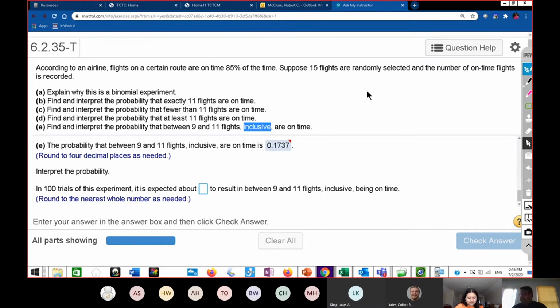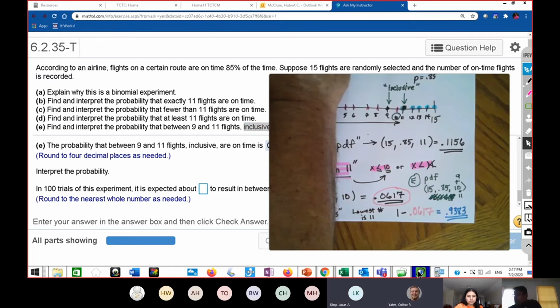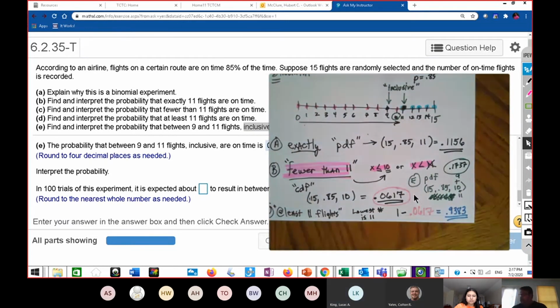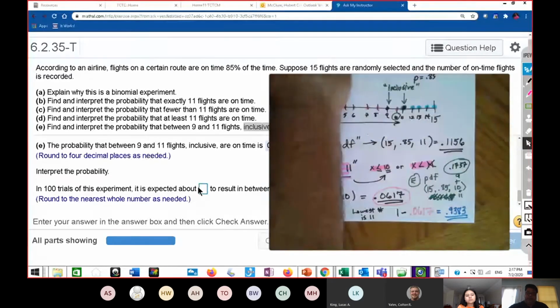So somebody do 9, 10, and 11 and add them together. And give me 4 digits, and it should be 0.1737. Yeah, that's what I got. My apologies. 0.1737. And that's going to be what? 0.1737, if you move 2 places to the right, that'll be 17 percent.